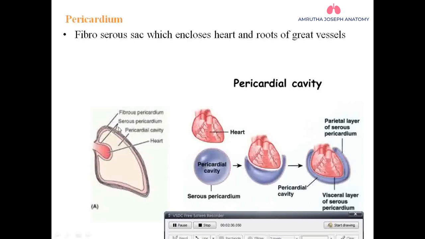As you can see in this diagram, there is a fibrous pericardium and this is the serous pericardium. So the heart is pushing into the serous pericardium. It not only encloses the heart but also encloses the great vessels, which can be seen here. And the location of the pericardium is in the middle mediastinum. Mediastinum is the area between two lungs, where the main content of the mediastinum is the heart. There are other structures as well.